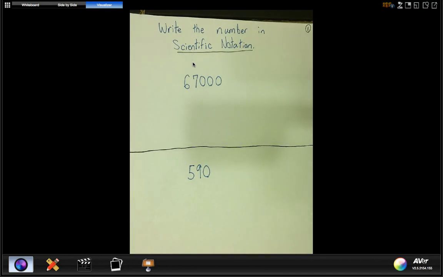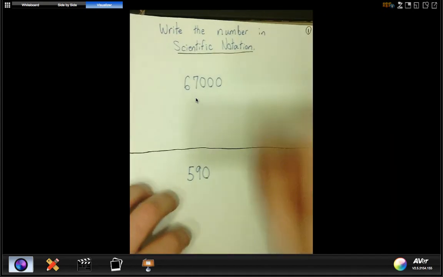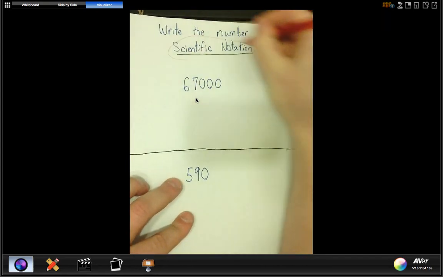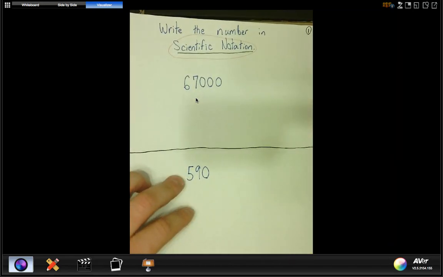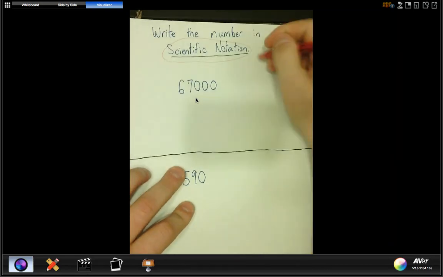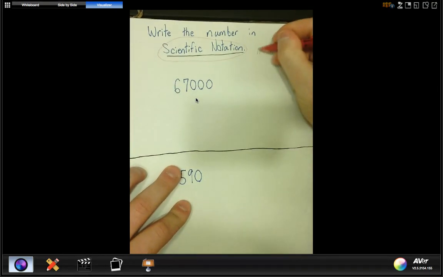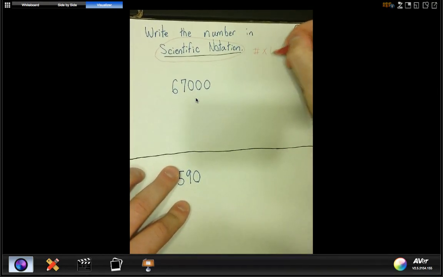Write the number in scientific notation. As you can see, we got two fairly large numbers here, 67,590, right? 67,000 is a large number, and as we learned from the videos, you want to use scientific notation to express large numbers. So when I look at a problem like this, the first thing I want to know is, what am I writing it in? Of course, we see scientific notation, so I know it's going to be a number times 10 to some exponent.